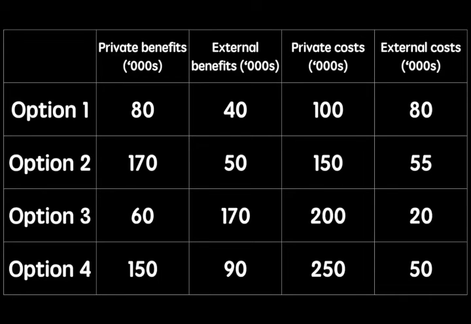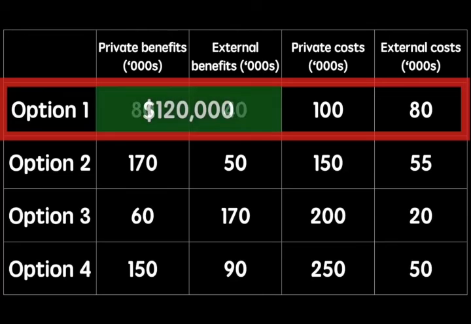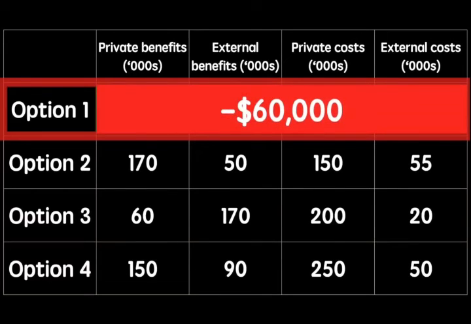We add together the private and external benefits and compare them to the private and external costs. We use this information to derive our net benefit or net cost. Using this information, we select the project with the highest net benefit to pursue. Let's consider option 1. The sum of the benefits is $120,000 and the value of the cost is $180,000. Since our costs are greater than our benefits, we run a net loss of $60,000.